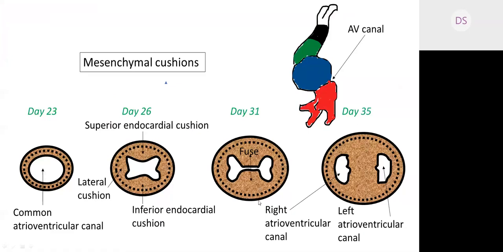The superior and the inferior cushions slowly fuse in a week's time, because of which this common atrioventricular canal then gets divided into the right and the left canals. So over a span of 2 weeks, in a month's time, by the time the mother is 5 weeks pregnant, you have two separate canals, the right canal and the left canal.